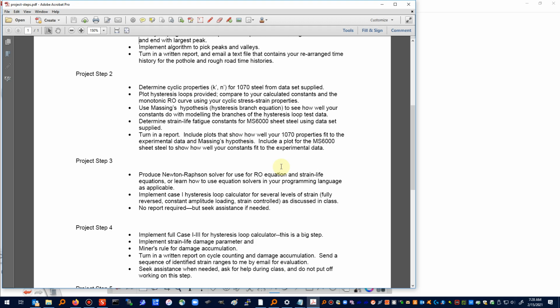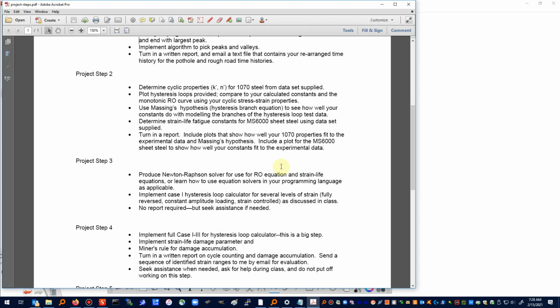Or learn how to use equation solvers in your programming language as applicable. So if you're using MATLAB or maybe you're doing something in Excel, there are probably built-in equation solvers that you can use. If you're using some other language, then Newton Raphson is fairly straightforward and it works pretty well for the equations we're going to look at. So we're going to talk about that in this particular video.